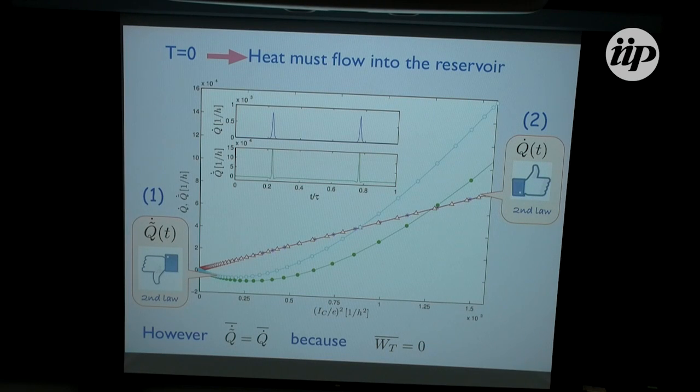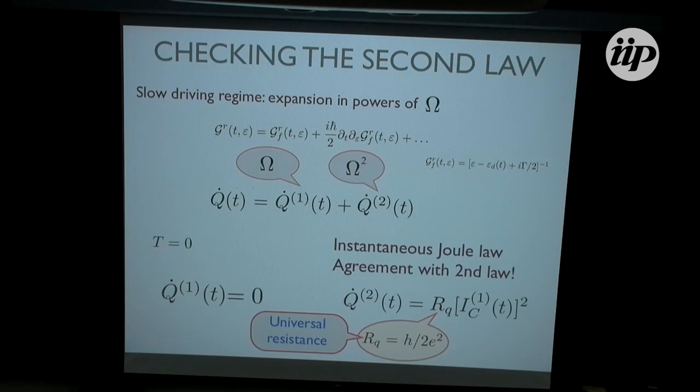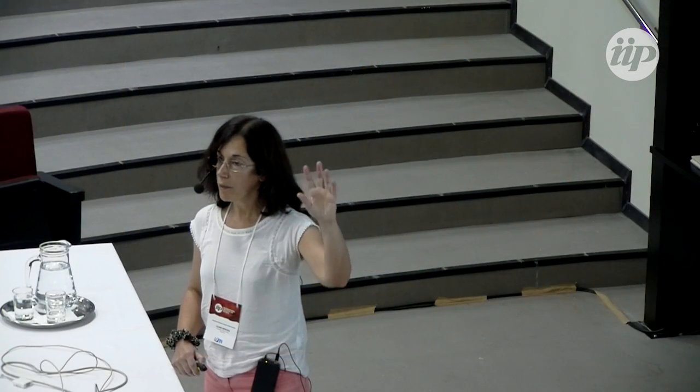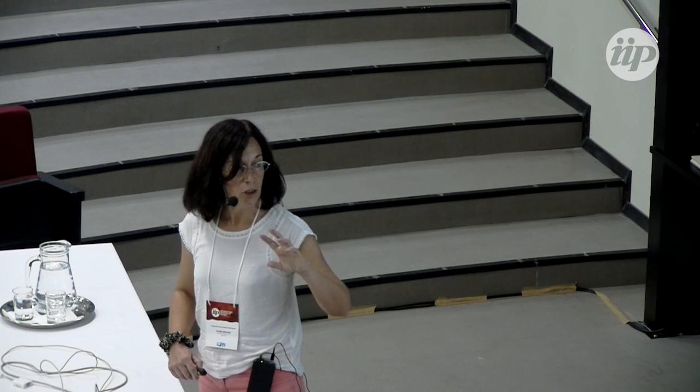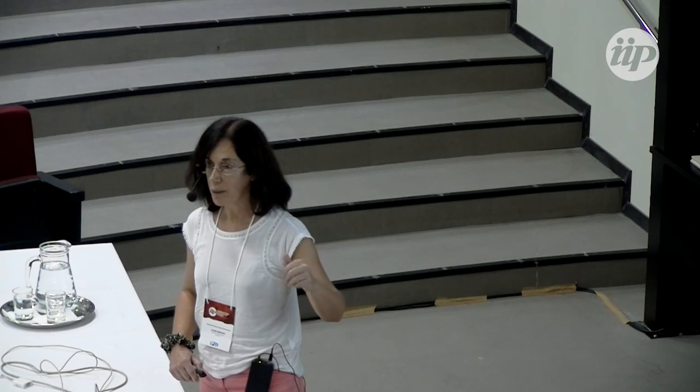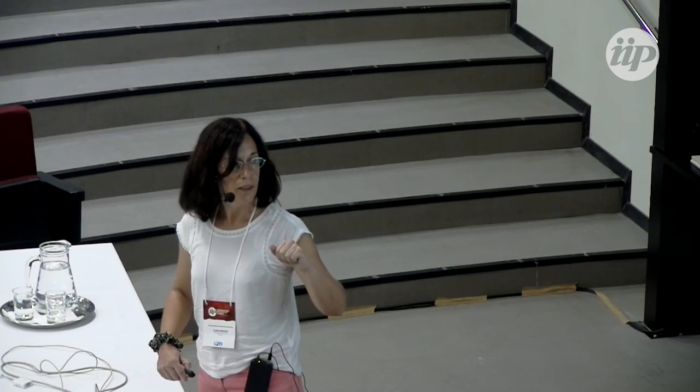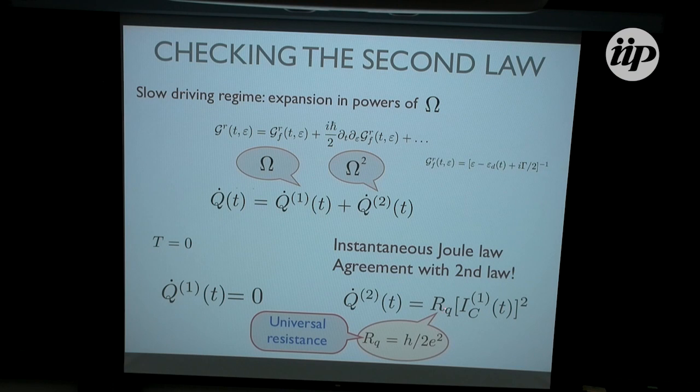Exactly. Independently of this nice law, what you actually expect is that you should get heat flow from the quantum dot into the reservoir. So we show that not only is that satisfied, but it also follows this Joule law, and this is precisely the universal quantum of resistance associated to the contact. So the contact plays the role of resistance.